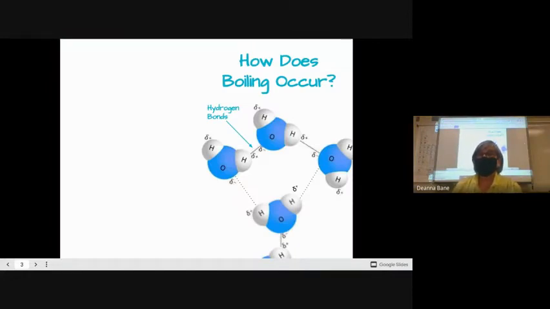All right, before we can talk about boiling point elevation or freezing point depression, we first have to know the mechanisms that occur for boiling and freezing. So let's start with boiling.